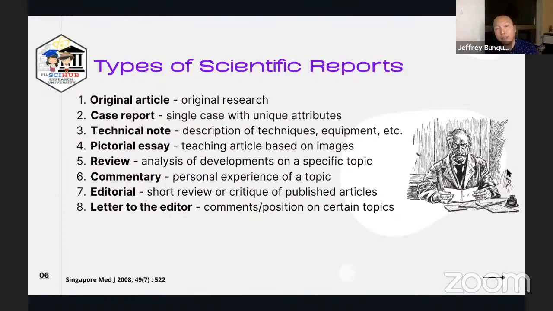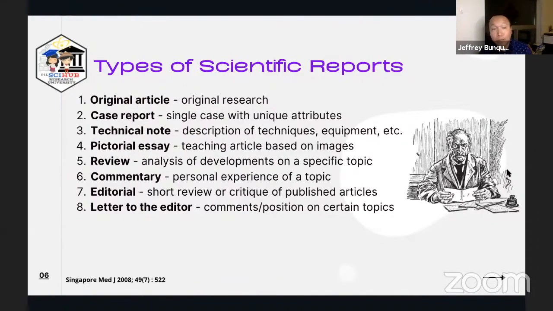So yung sixth type naman is what we call a commentary. So typically po, when there are certain topics of interest or medyo may trendy na topic for research, some researchers would actually write up commentary. So talking about their personal experience about a particular topic.